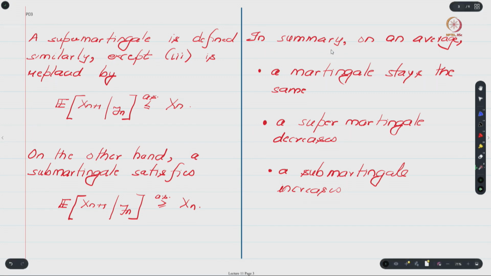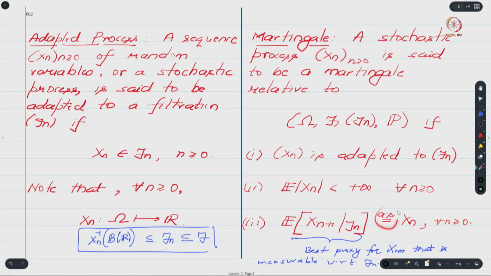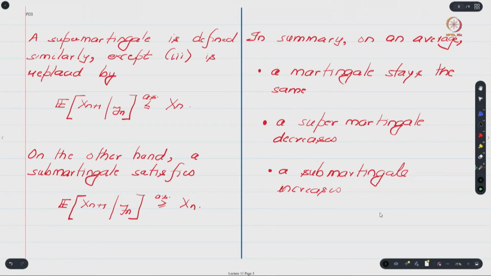So, in summary, a Martingale stays the same on an average, a Supermartingale decreases on an average, whereas a Submartingale increases. And in all these relations, you would have seen I have written almost sure here, and similarly here, because as I told you, in the definition of the conditional expectation, if we change the definition of a random variable over a set of measure 0, then these definitions do not change. Hence, we only require that these relations hold except for a set of probability measure 0.